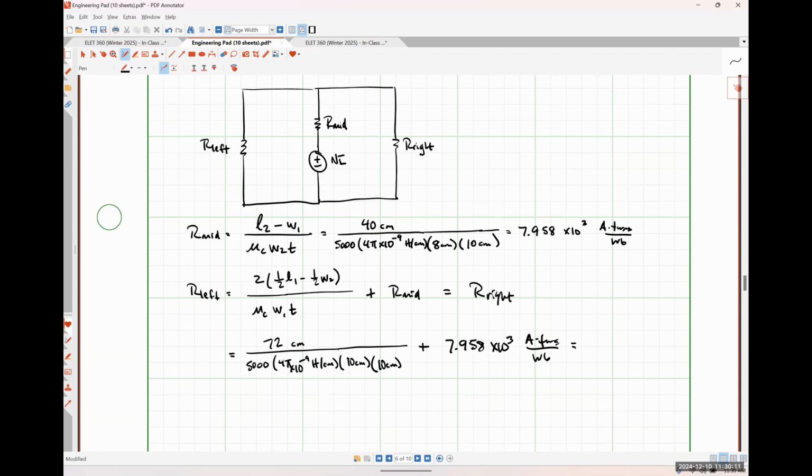So 72 over 5,000 times 4 pi times 10 to the minus 9 times 100. Divide that by 10 to the 3. So 11.459 times 10 to the 3 plus 7.958 times 10 to the 3. So I get a total of 19.417 times 10 to the 3 amp turns per Weber.